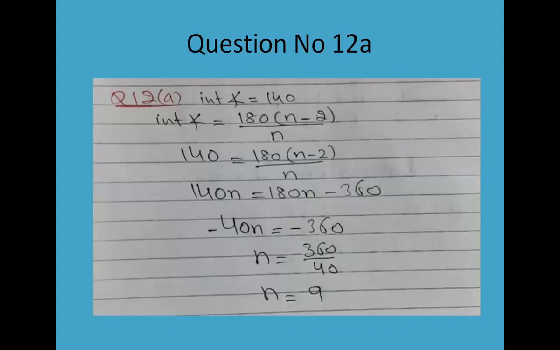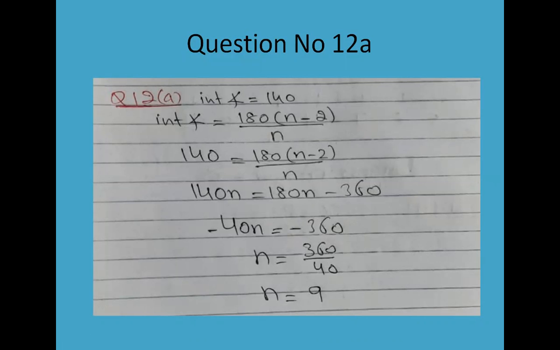So internal angle is equals to 140. Internal angle formula is 180 bracket n minus 2 bracket close divided by n. So 140 is equals to 180 bracket n minus 2 bracket close divided by n. So this n which is downstairs, it will go on the other side. It will multiply with 140. So you will have 140n equals to 180n minus 360.